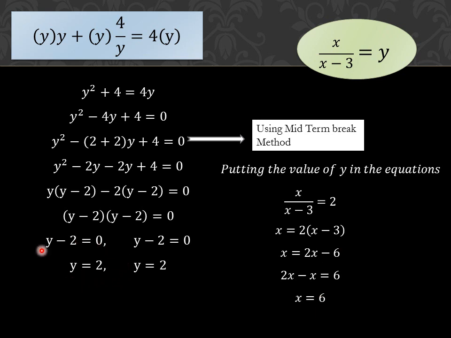We have done the first side. The answer of the second side will also be the same. So we won't write the solution set as 6 comma 6. We will only write 6 once because the answer is same. No need to write it twice.